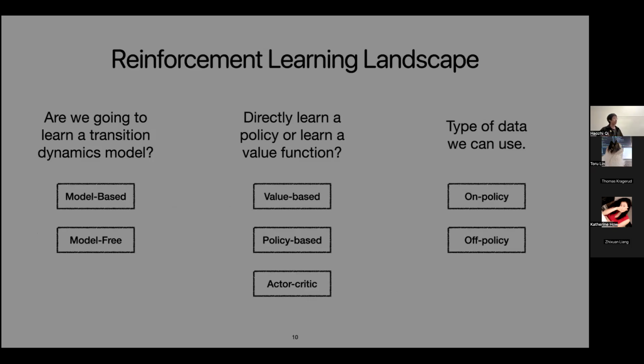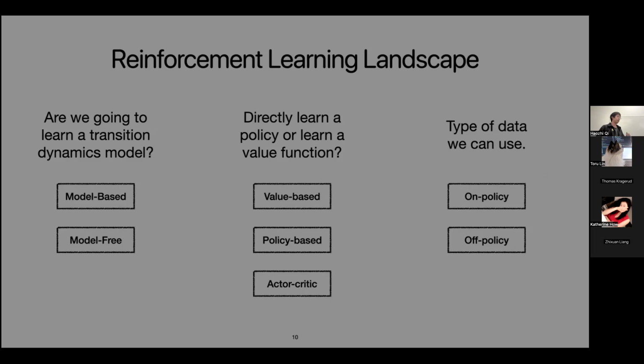Depending on which angle you view these algorithms from, they can be roughly divided in different ways. Depending on whether you care about learning the transition dynamics, they can be categorized as model-based RL or model-free RL. The model here is the transition dynamics model. And depending on whether you want to learn only the policies, or only the value functions, they can be categorized as policy-based or value-based, or some middle ground of these two methods, which is the actor-critic line of work.